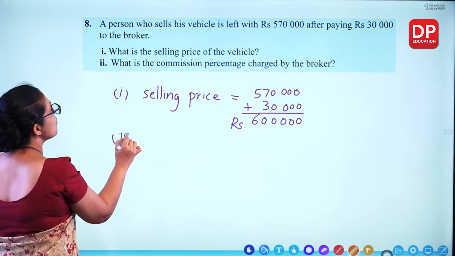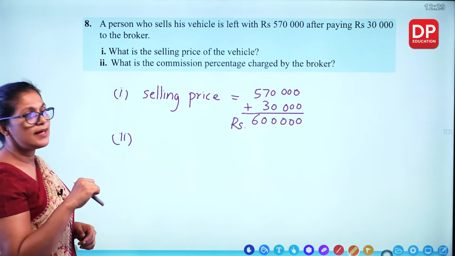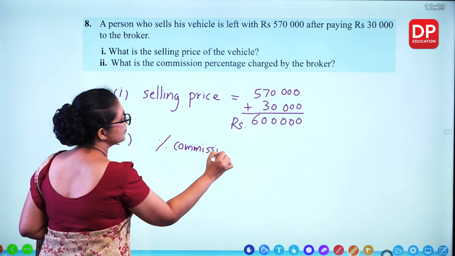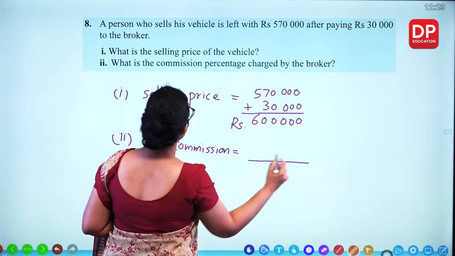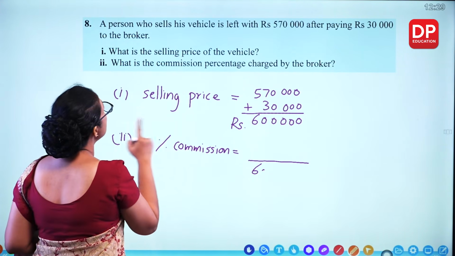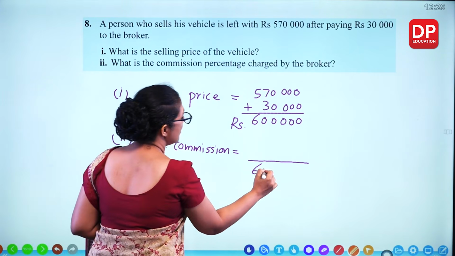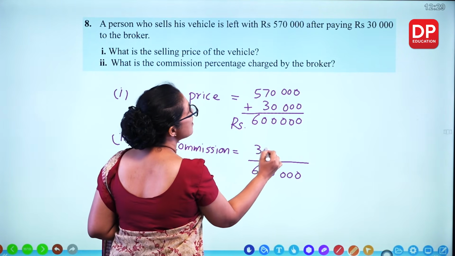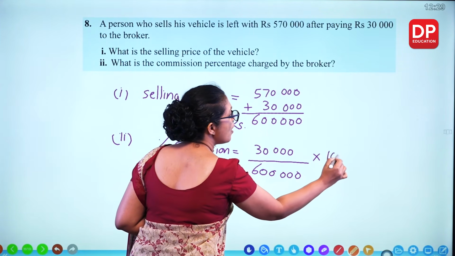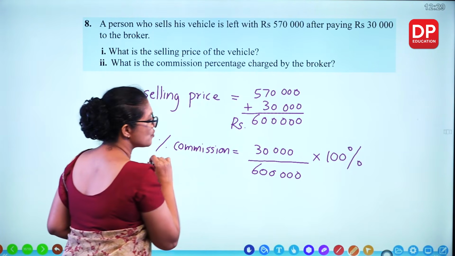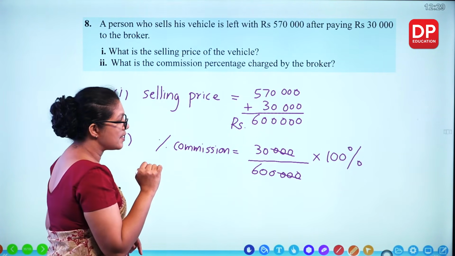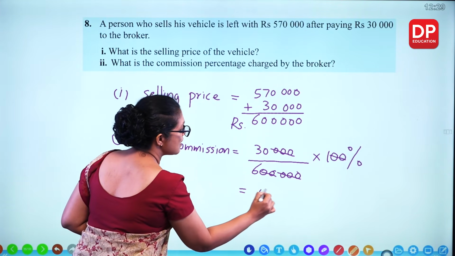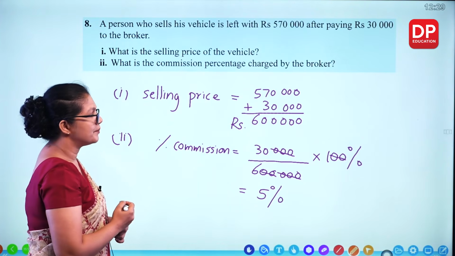And the second part, it said what is the commission percentage charged by the broker. So percentage commission is, this is the selling price, and we need the value for the commission, that's 30,000 rupees into 100. So 3 zeros get cancelled out with this 3 and 2 zeros here. So 30 divided by 6, that's 5% value.